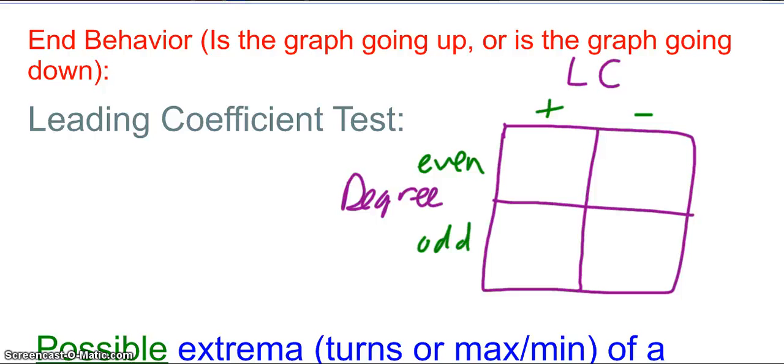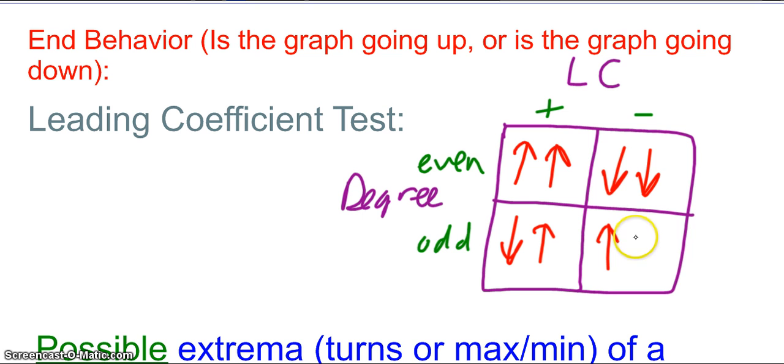Well, what is the end behavior? So a quadratic is even with a positive leading coefficient. It's going to be a parabola going up and up. If it had a negative leading coefficient, it would go down and down. How about odd? So like a cubic. So if a cubic has a positive leading coefficient, it's going to go down left and up right, and up left and down right if it had a negative leading coefficient. So that's our leading coefficient test.